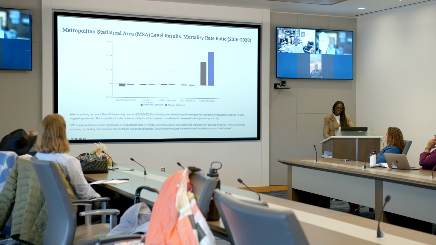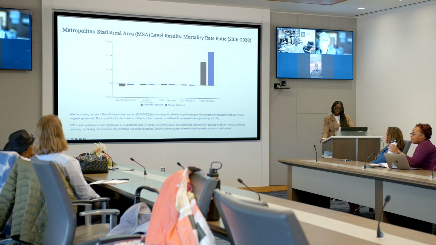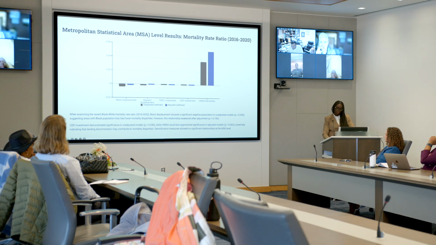For the HMDA Racial Bias Index, mortgage lending bias was evident, with marginal significance in the adjusted models, highlighting the importance of addressing discriminatory lending practices to reduce racial mortality disparities. And with gentrification, the relationship between gentrification and mortality disparities remained non-significant, reinforcing the findings that gentrification is complex, at least at the MSA level, and did not consistently improve racial mortality disparities.